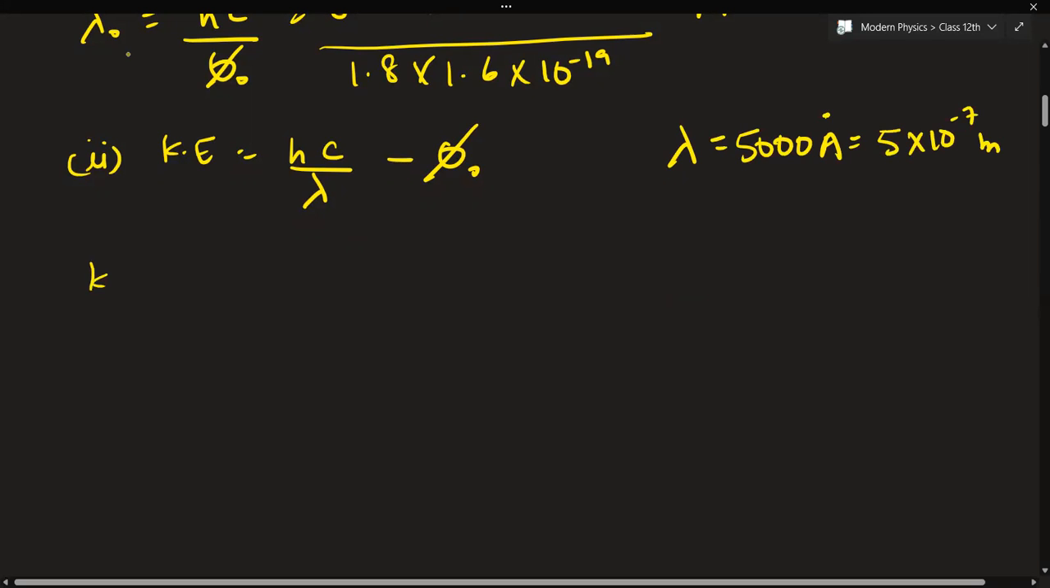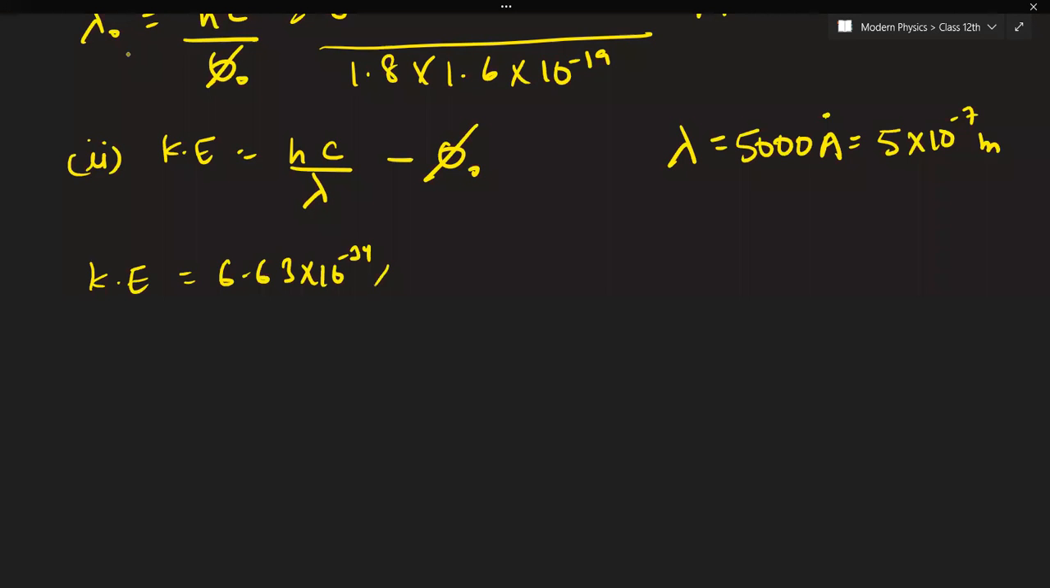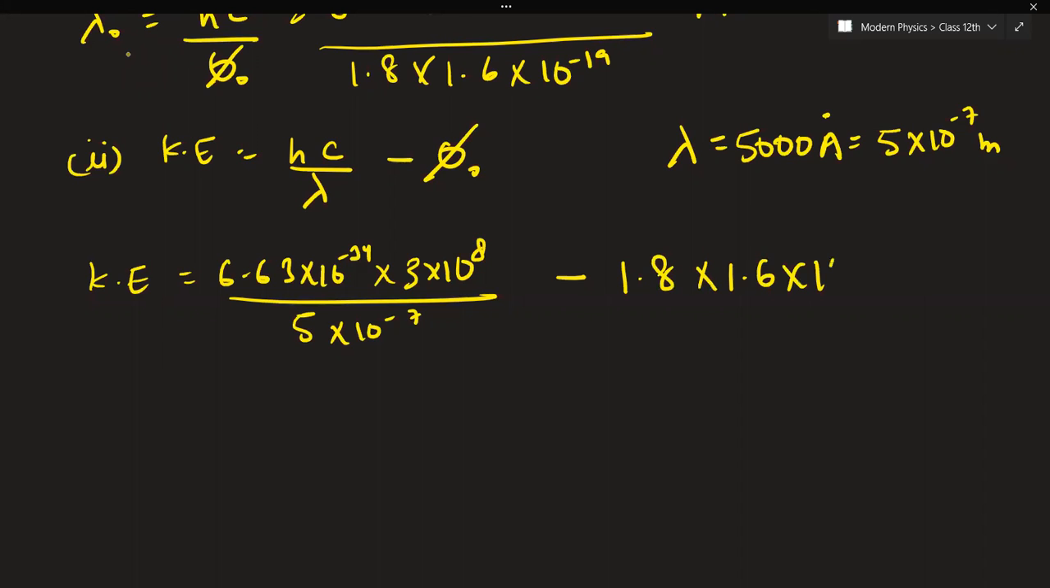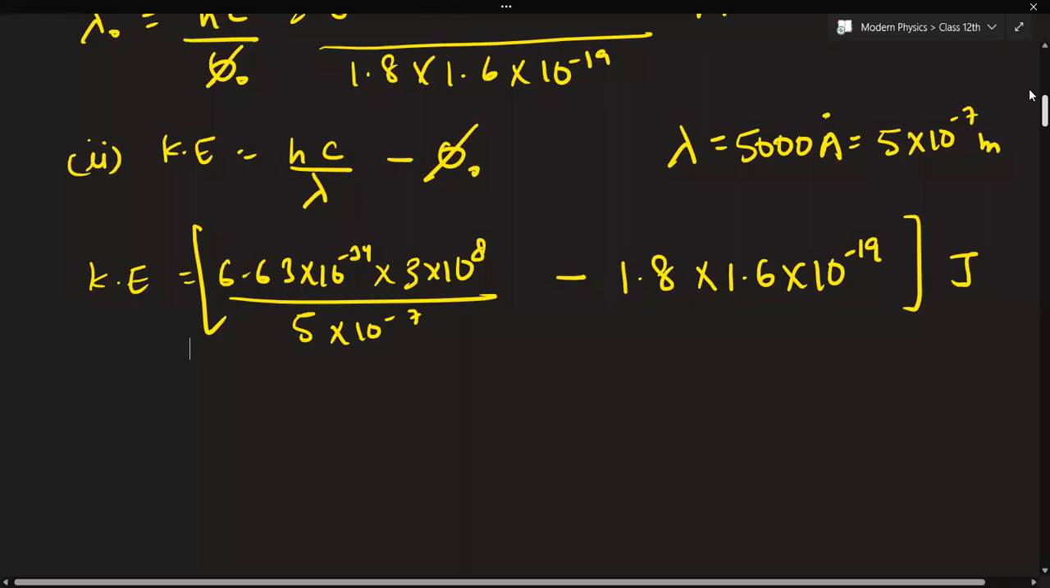So kinetic energy will be what? It will be 6.63 into 10 to the power minus 34 joule second into 3 into 10 to the power 8 meter per second by 5 into 10 to the power minus 7. This entire term will get subtracted from 1.8 into 1.6 into 10 to the power minus 19. This much of joules will be the answer for kinetic energy. Clear? I think third and fourth part are also there.